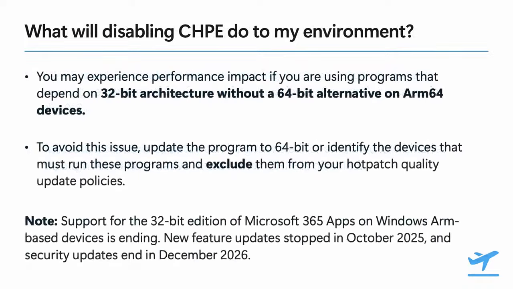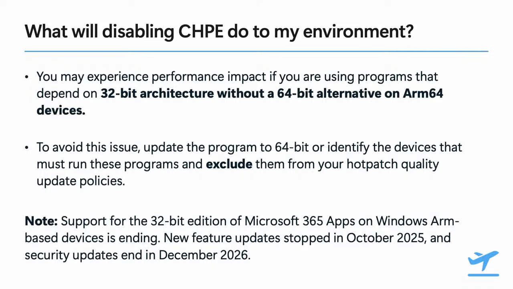A common question that comes up is, what will disabling CHPE do to my environment? You may experience a performance impact if you're relying on a 32-bit architecture program that does not have a 64-bit alternative on ARM64 devices. A common example of this might be 32-bit COM add-ins or VBA code with declare statements. If you're not sure of this, be sure to test devices first before enrolling them. If there is a reliance, try to update that program to be 64-bit or to identify the devices that must run these programs and exclude them from your Hotpatch quality update policies.